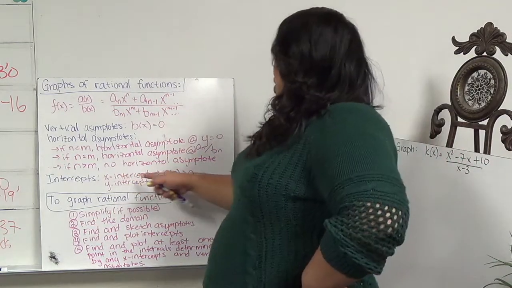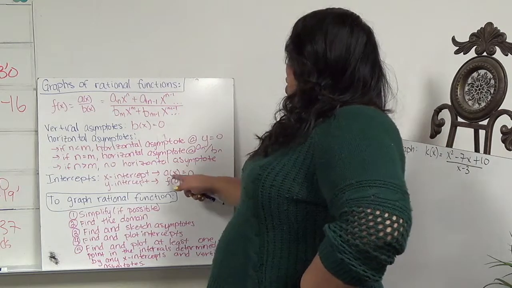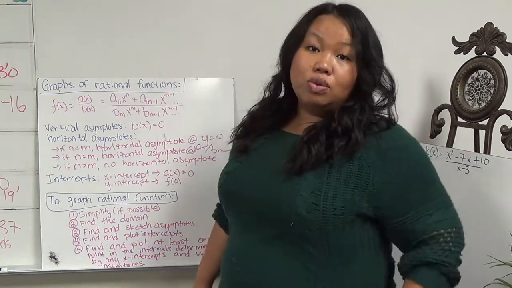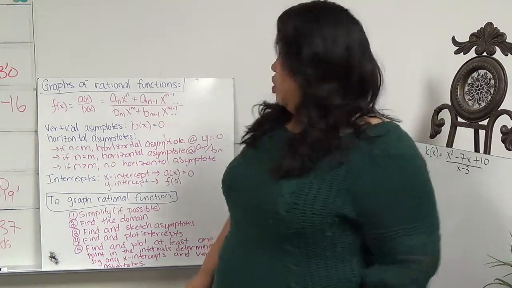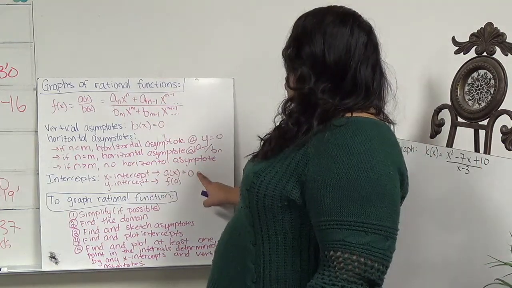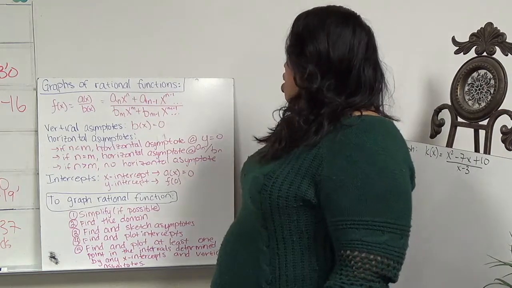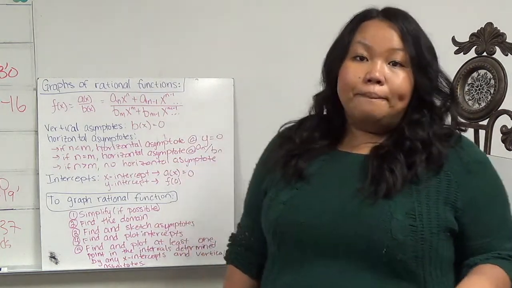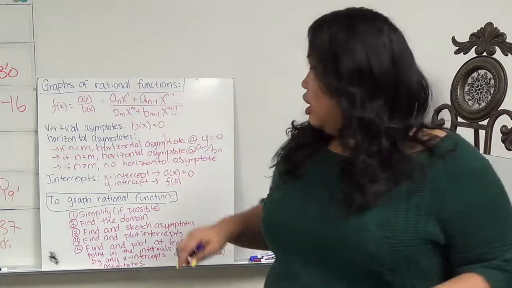The intercepts are basically when x equals, well, we've done intercepts before. It's when you put in 0 for the other variable. So for the x-intercept, you put in 0 for y. For the y-intercept, you put 0 in for x. So these are important for us to know, to get an idea of where the graphs are going to be.